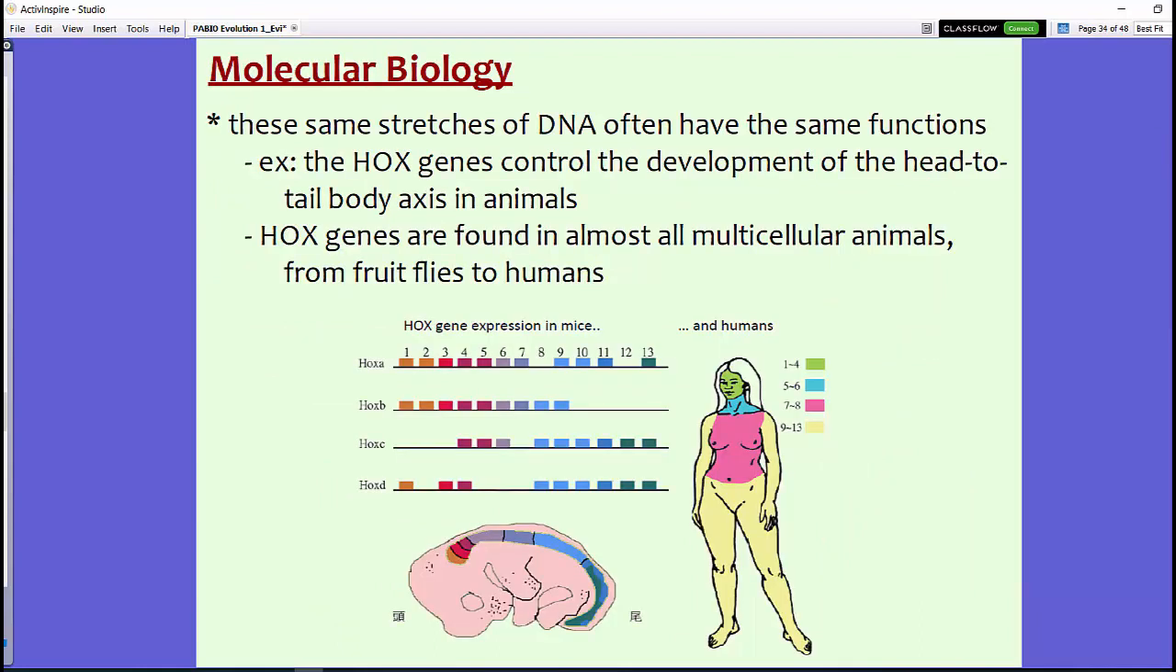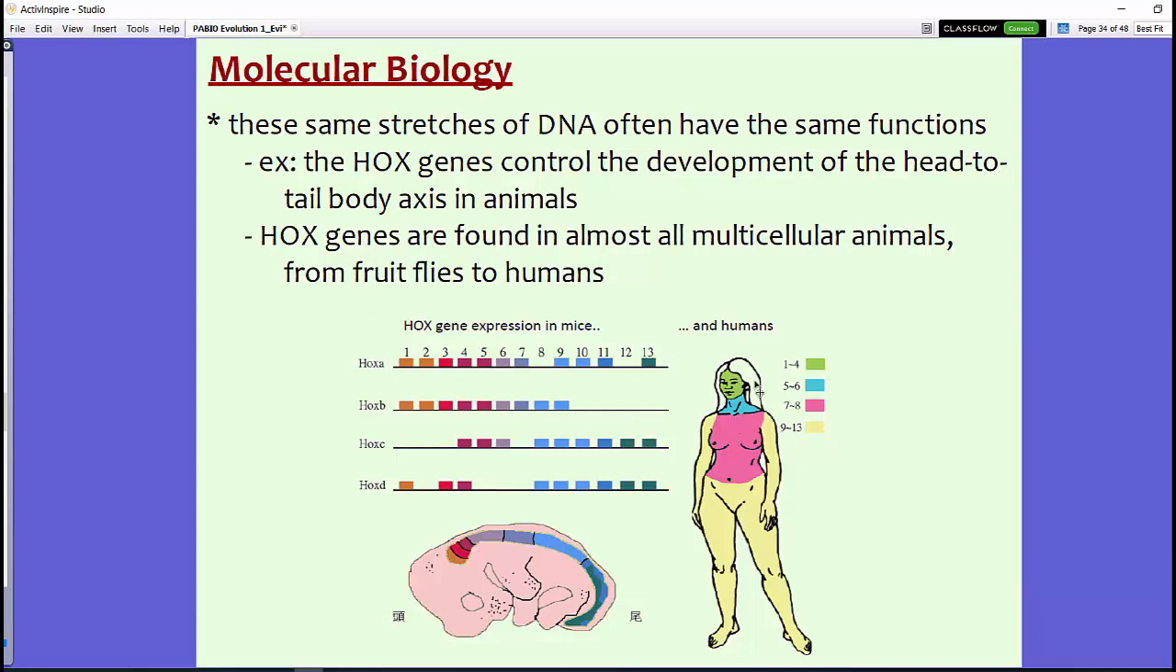One of those homologous stretches that we look at is something called the Hox gene. Now, the Hox gene controls development of the head to the tail body axis in animals. So here we have a human, and we have a mouse embryo. They are a little bit different, but the Hox gene is found in almost all multicellular animals, from fruit flies to humans. So Hox genes probably are one of those earliest types of stretches of DNA that helped create evolutionarily some of these different kinds of animals.